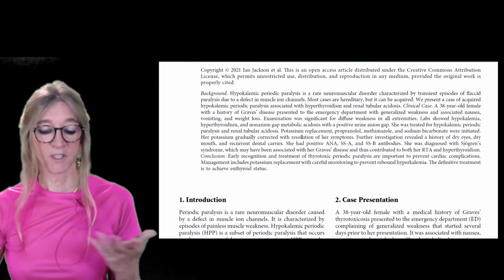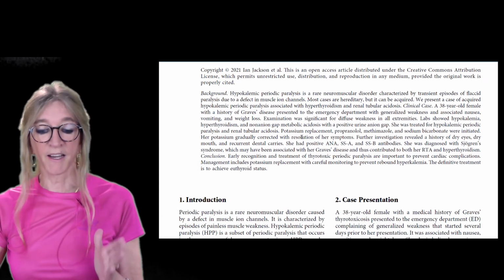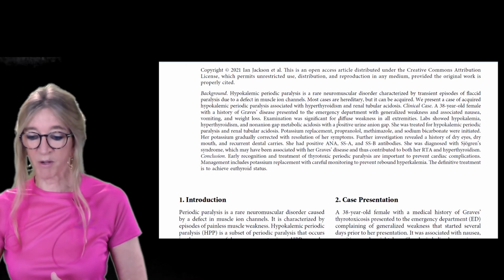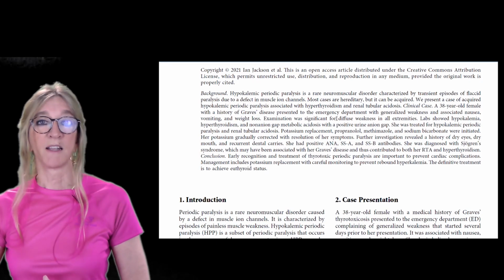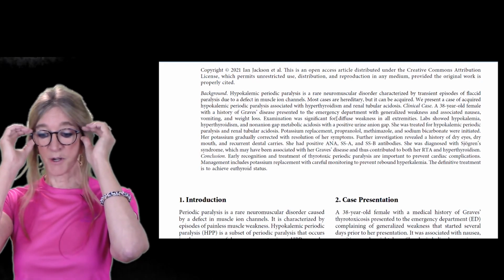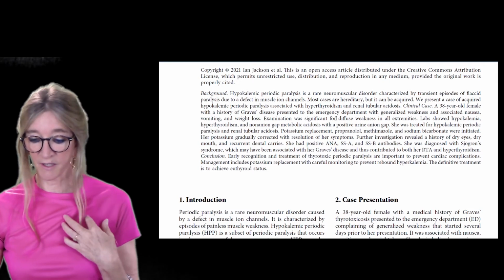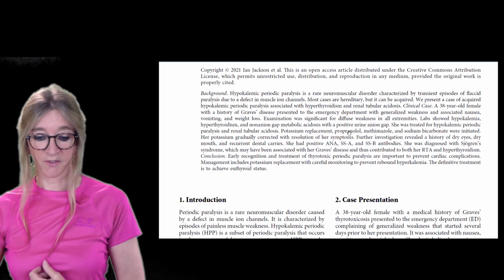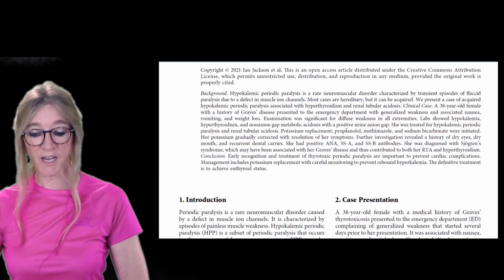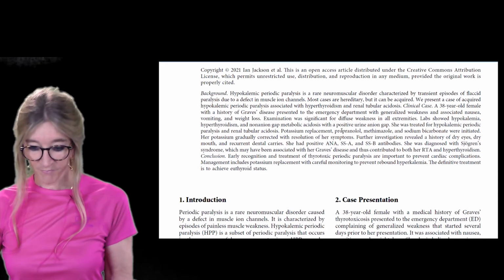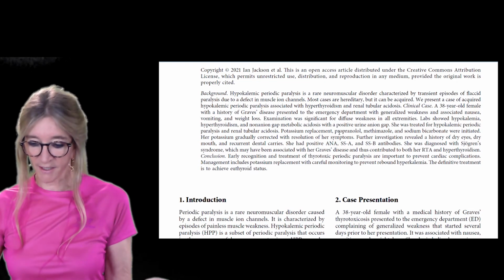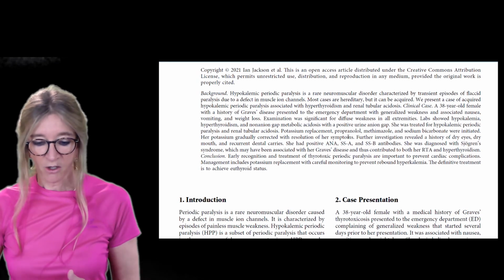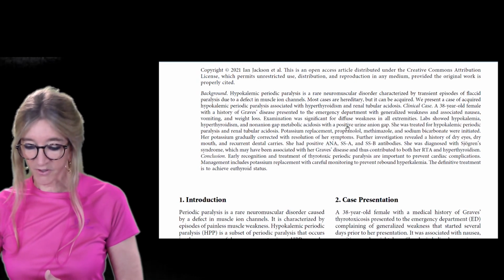and this is why I don't like to read out loud, non-anion gap metabolic acidosis with a positive urine anion gap. It also seems as though there's going to be a lot of urinary disorders with studies in endocrinology. She was treated for hypokalemic periodic paralysis and renal tubular acidosis. Potassium replacement, propranolol, other drugs that I can't really pronounce, sodium bicarbonate were initiated. Her potassium gradually corrected with resolution of her symptoms.